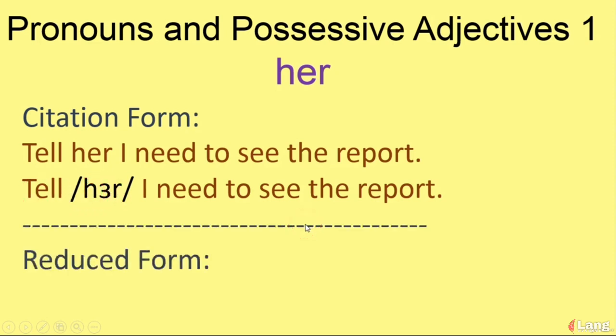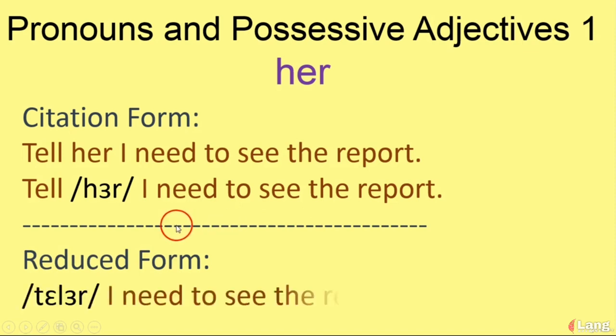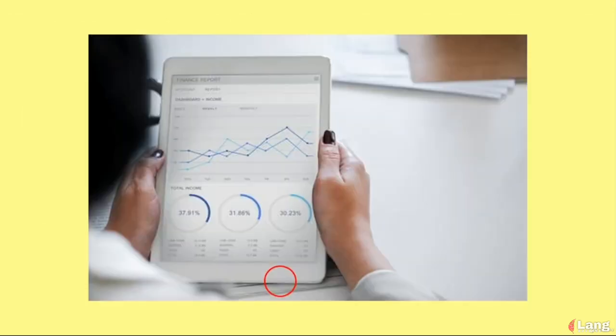But when we are reducing her, we don't pronounce the H. And we just say 'er. And when it's combined with tell, we say teller. Tell her I need to see the report. Repeat after me. Tell her I need to see the report.